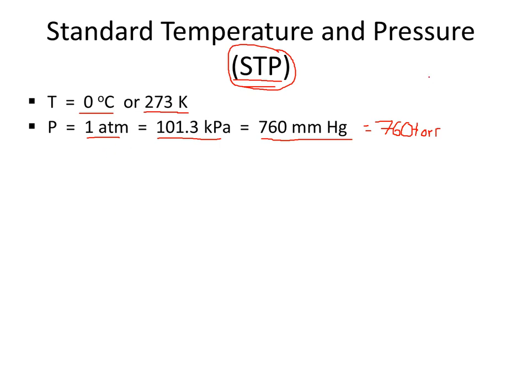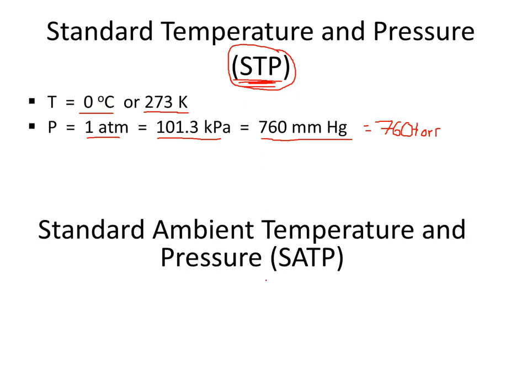So think of this as being at sea level in the wintertime. You're at 0 degrees Celsius and you're at sea level. That would be conditions of STP. Most people don't carry out experiments at sea level in the winter.